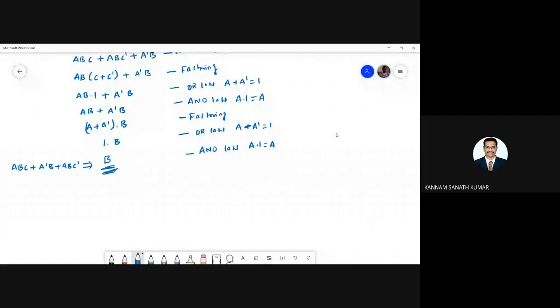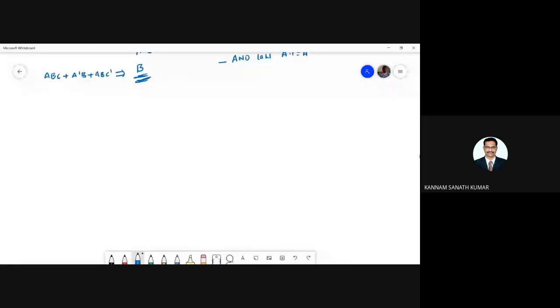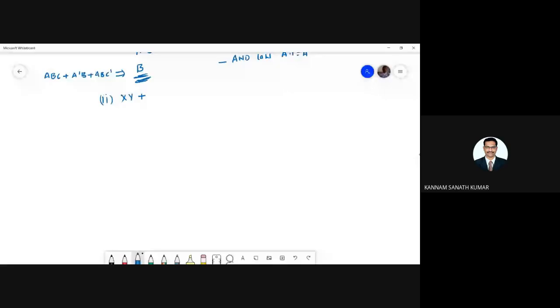So what is the second one? If you see the second, this is a previous question I'm explaining. X Y plus W Z plus W Z dash. So what should you do? X Y plus X into W Z plus X W Z dash. So this is from the distributive law.